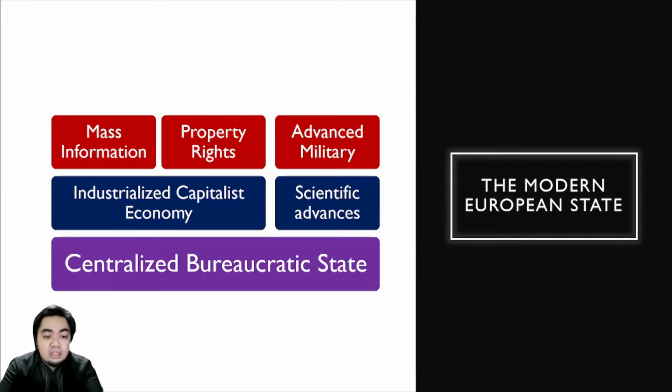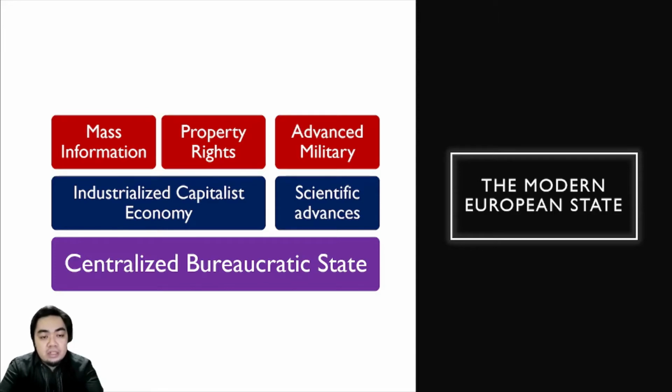And as you can see, this complemented well the centralized bureaucratic state, which was again the foundation of modern European states. And of course, industrialization later came in the 1800s to further stimulate the capitalist economy and make it what we know of it today, as an economic model that relies on mass production and mass consumption.